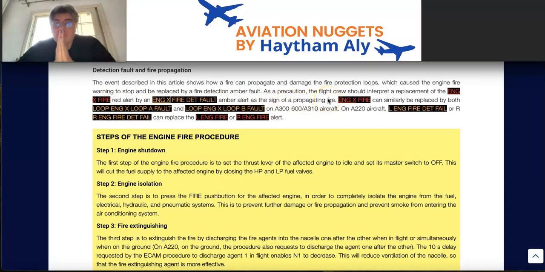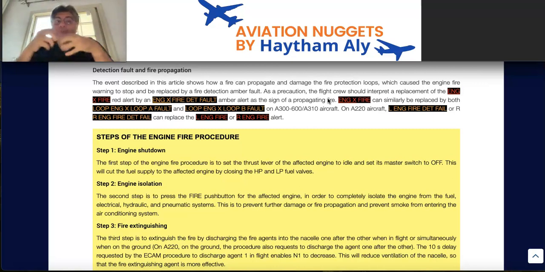So if you have an engine 1 fire, for example, and you delay the procedure, the fire intensifies and causes the two detection loops to become faulty. So the engine fire indication goes out and is replaced by an engine fire detection fault. If you have such a scenario, don't get into a confusing situation and say that the fire is gone or the fire is done. No. In that case, the fire intensified and broke down both loops for fire detection.